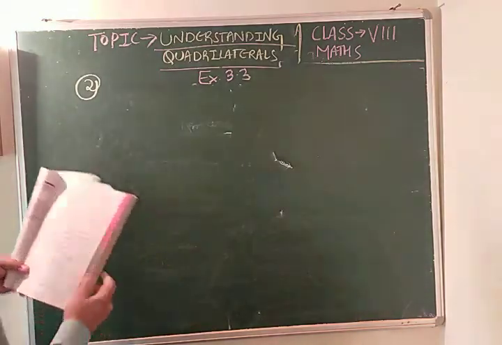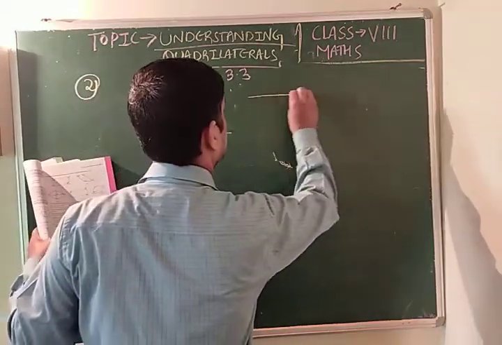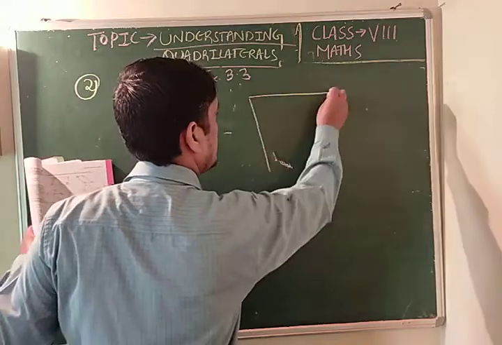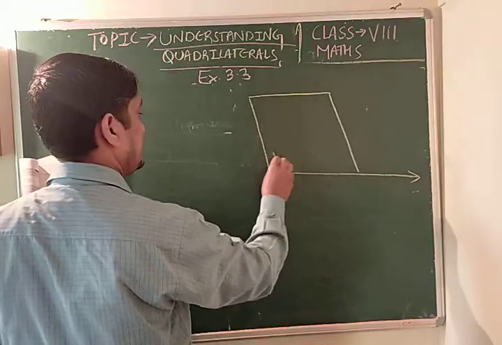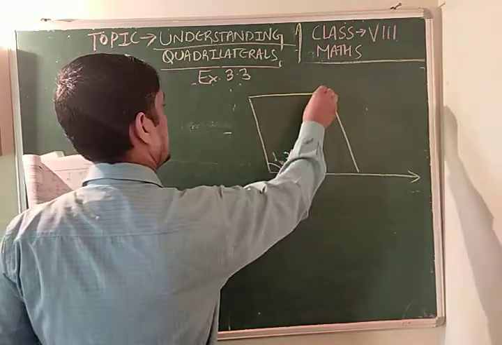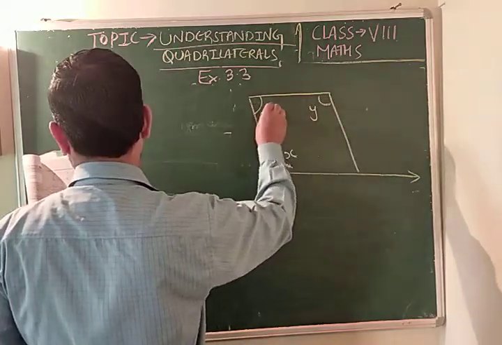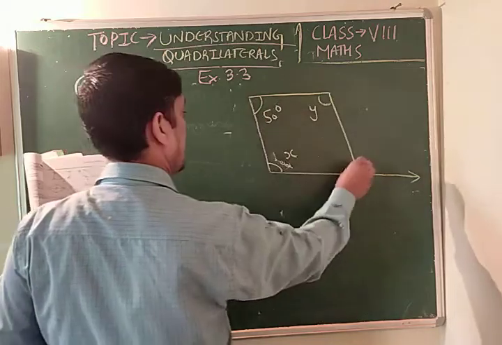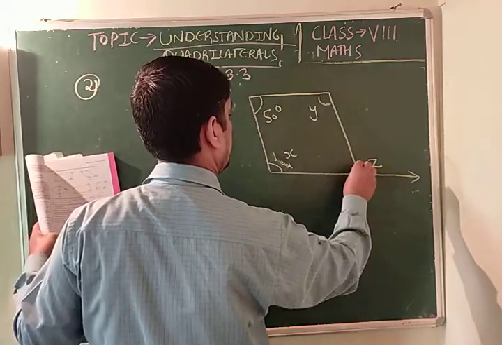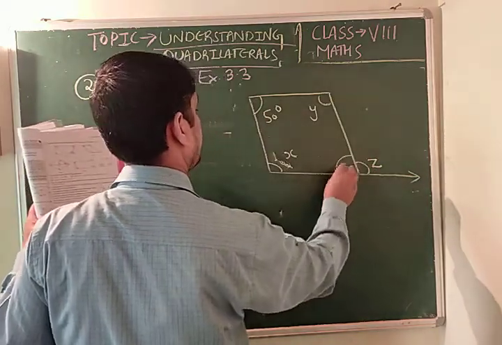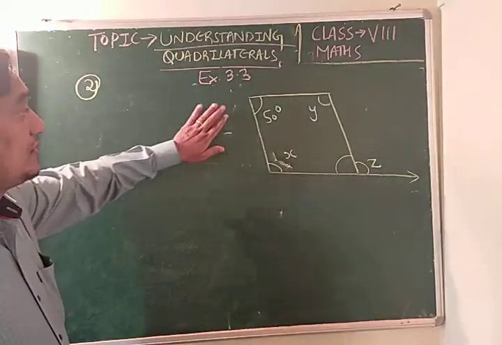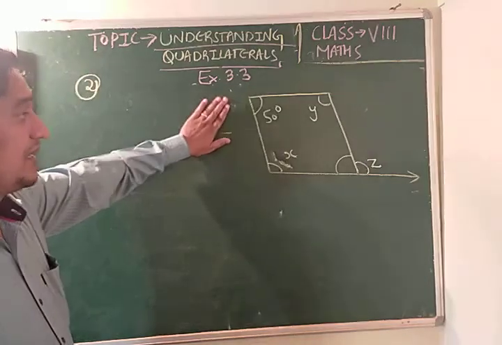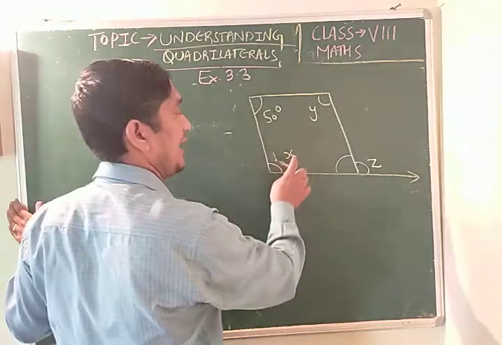Second part is, this is the parallelogram and here we have this X, this is Y, this is 50 degree and this is Z. Now look children, this is a parallelogram. Here we have to find the value of Y and X.